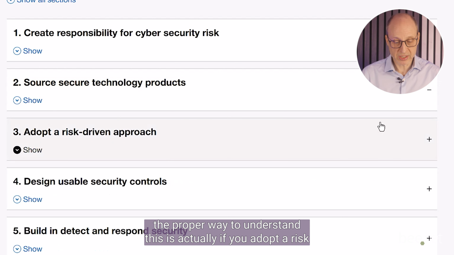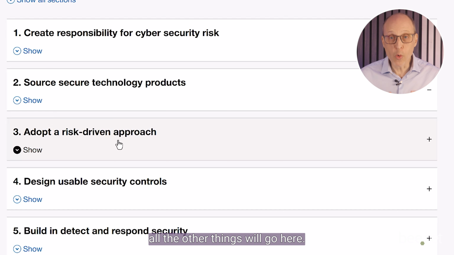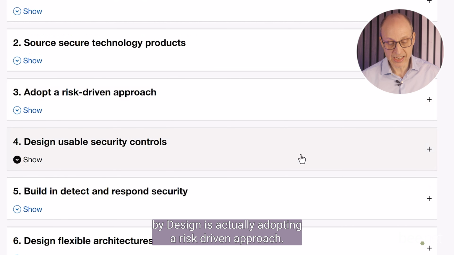The proper way to understand this is actually, if you adopt a risk-driven approach, which for some reason is principle 3 here, all the other things will go here. So the only real principle in secure by design is actually adopting a risk-driven approach.